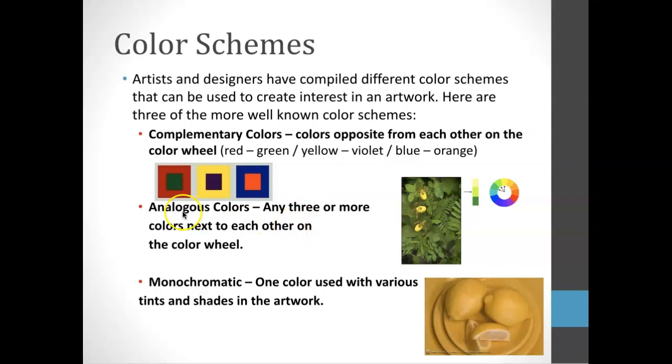Analogous colors are using three colors that are right next to each other on the color wheel. Doesn't matter what three, as long as they're all right next to each other. Monochromatic is using one color as your main color in the image, and then you've got tints and shades of that color.